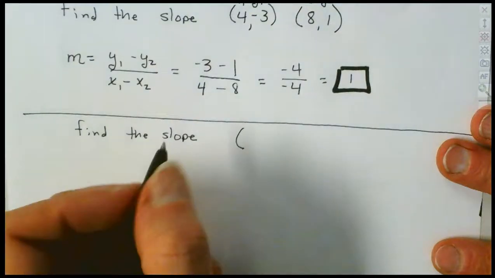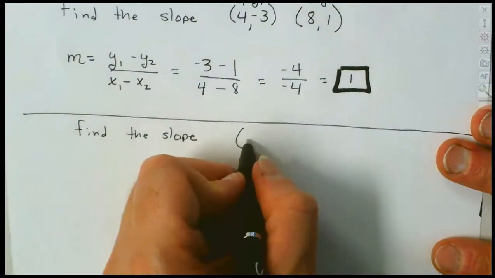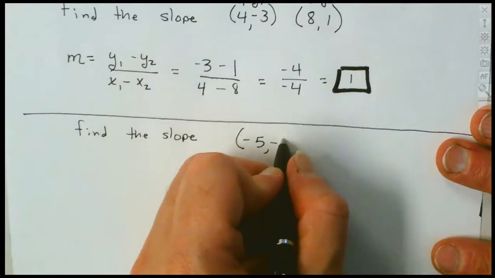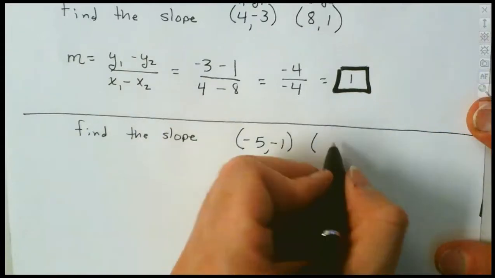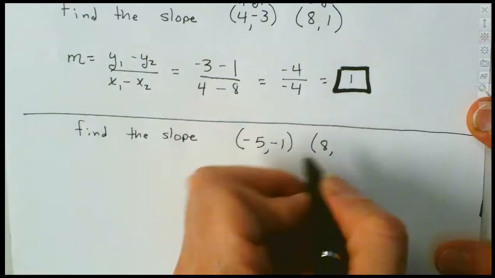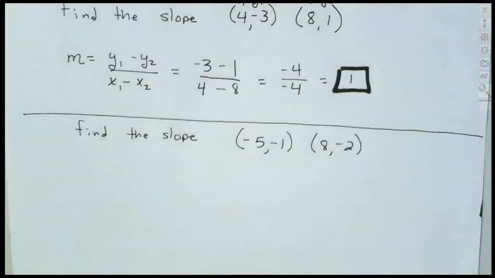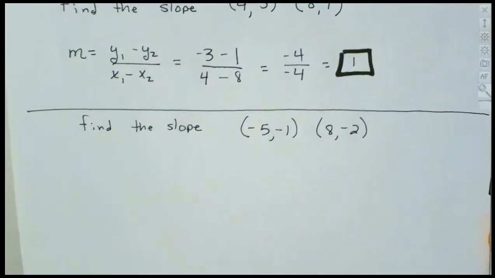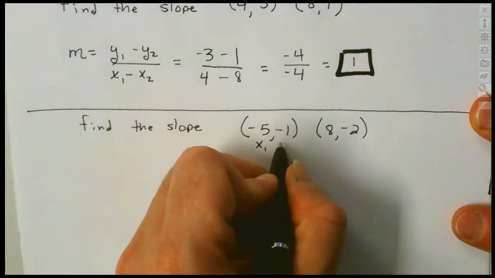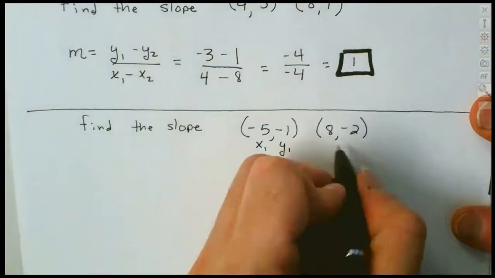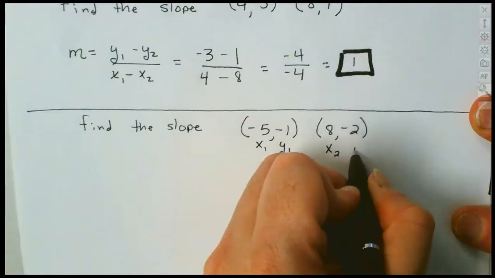Let's try to find the slope again. I'm going to give you 2 ordered pairs. How about (-5, -1) and (8, -2). So we now need to find our slope. First thing we do, we recognize that we have 2 points, and we're going to use these 2 points together to find our slope. So label first x1, y1, x2, y2.